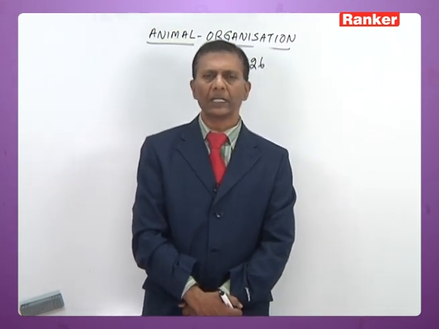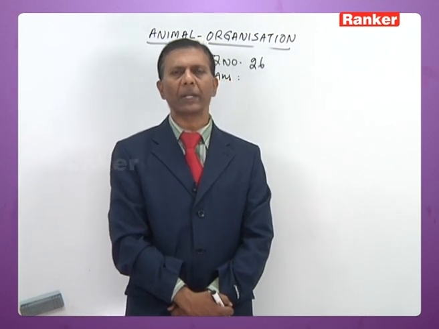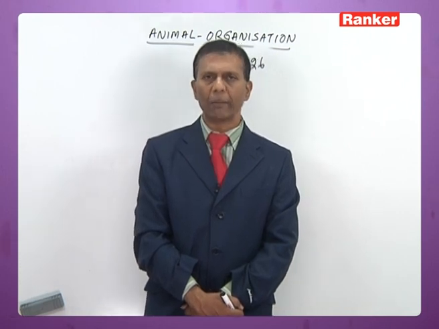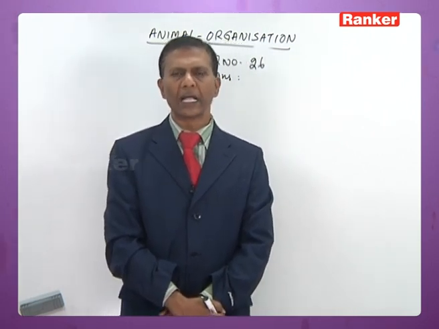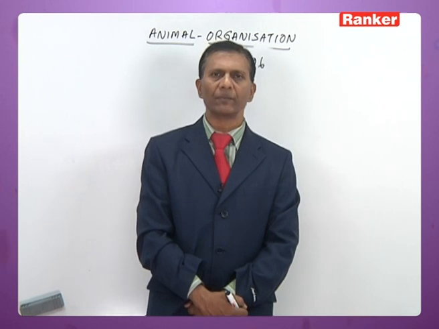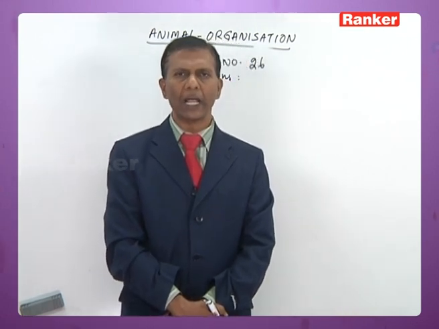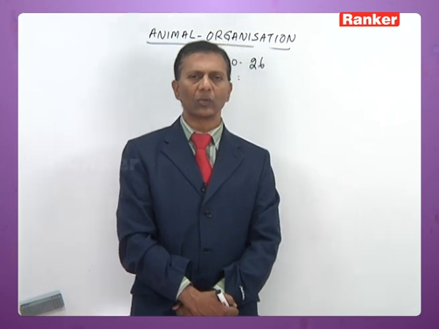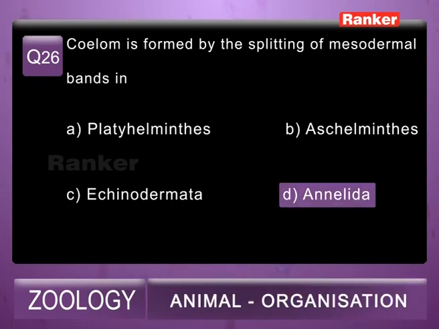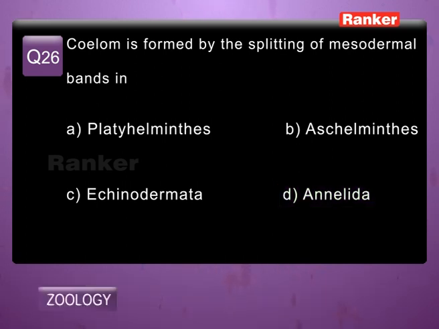In schizocoelomates, the mesoblasts or mesentoblasts, which make their appearance at the junction of outer ectoderm and inner endoderm, give rise to mesoblastic bands. Each mesoblastic band segregates to form mesodermal somites, and later each mesodermal somite splits at the center to form outer somatic or parietal layer and inner visceral or splanchnic layer. Among these options the correct answer is D, Annelida, because in Platyhelminthes acoelom is present, in Aschelminthes pseudocoelom is present, and in Echinodermata it is enterocoelom. So D, Annelida is the correct option with schizocoelom. So 26th question, correct answer is D.